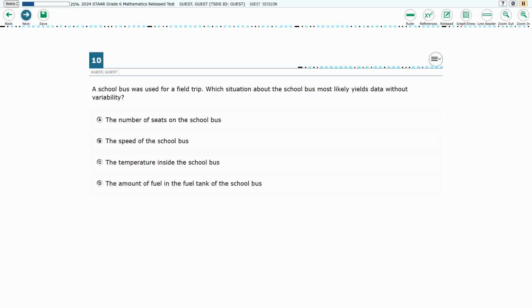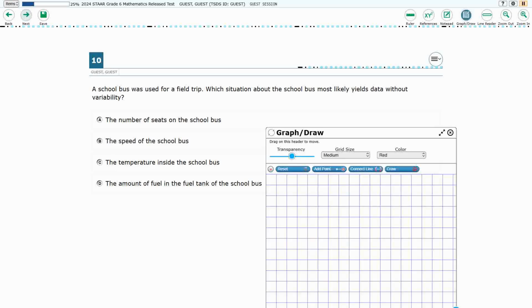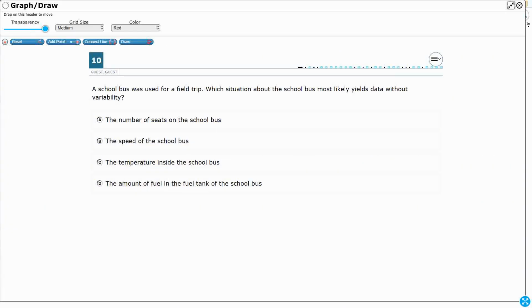So for number 10, we are looking at situational variability. If this looked new to you, that's because this particular standard, 6.13b, had never been tested before. So if it's never been tested and we've been working on these new TEKs since 2016, there's a good chance that a lot of teachers might not have spent a lot of time on this, and textbooks might not spend a lot of time on this. So let's take a look at what it's asking us to do.